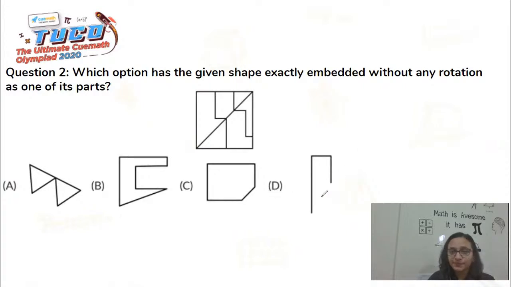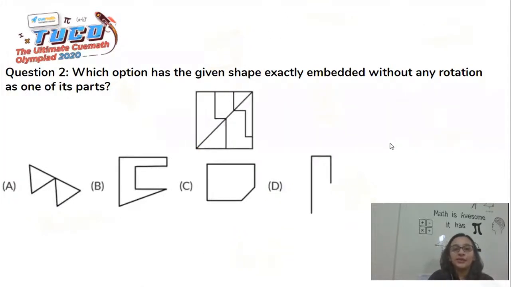Option D. Okay. So it has a vertical straight line like this. So we have it here, a sleeping line, and then a vertical straight line going down. So it's exactly matching option D. So the correct answer to our question is option D. So this is how you can solve these problems.